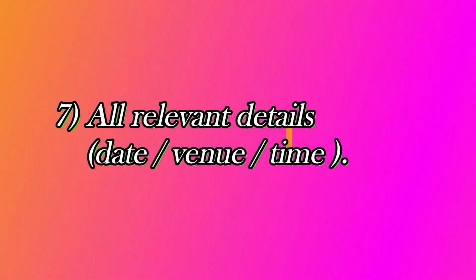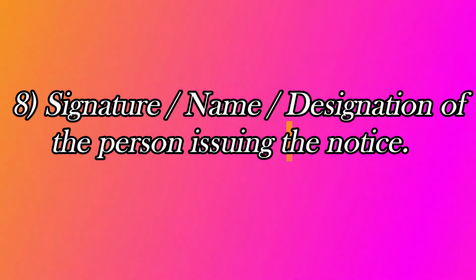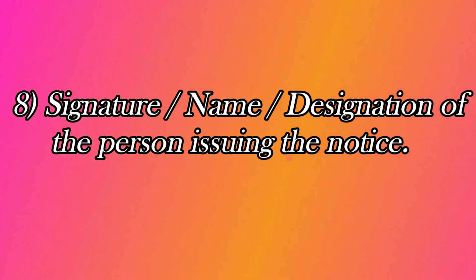Seventh point is all relevant details. The schedule. Like date, venue, time, all these should be given in a very clear-cut manner. The eighth point is the signature or name or even the designation of the person issuing the notice should be given. This is about the format.